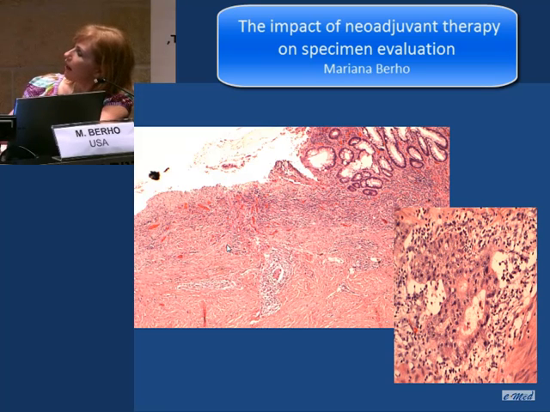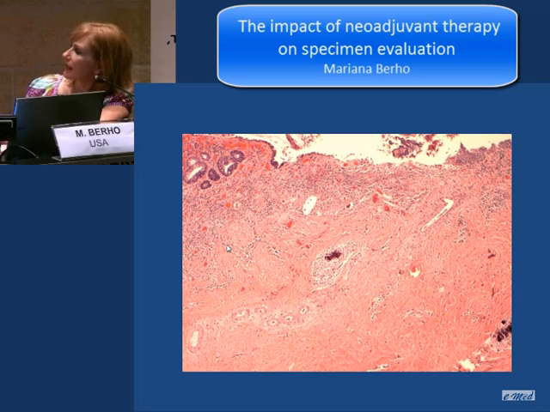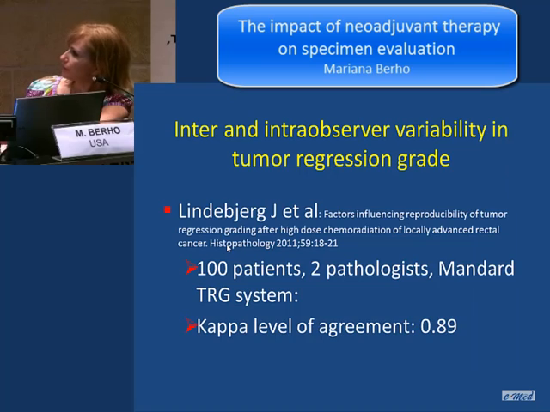In this case, you may think that this is a complete pathological response, but when you go to higher magnification here and you have it on this side, there is some residual tumor left, so this is a near complete response. And this is a case in which, after we evaluated the entire area of the scar or ulcer, we did not find any tumor left.